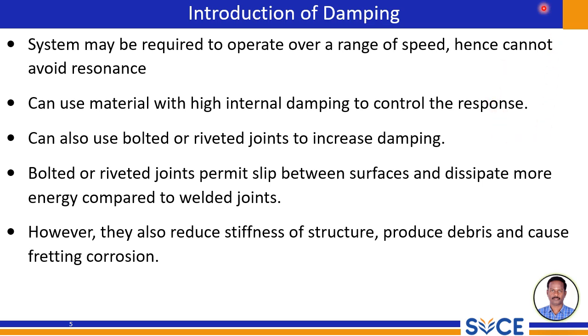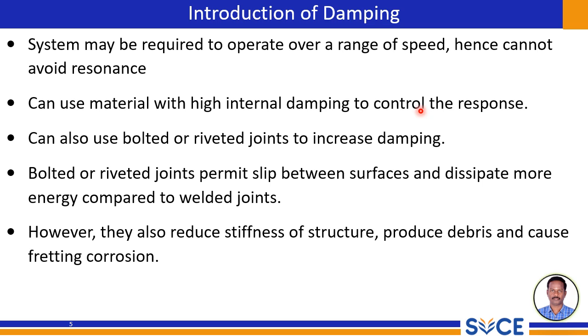Hence, we can use material with high internal damping to control the response. Materials with high damping properties dissipate energy more effectively, reducing the amplitude of vibrations, particularly at resonance. Example, rubber materials or certain polymers.